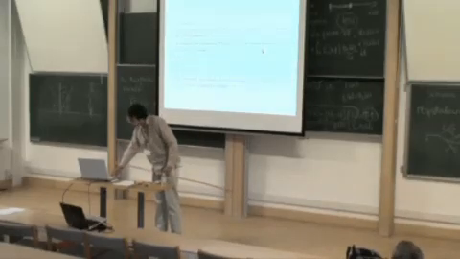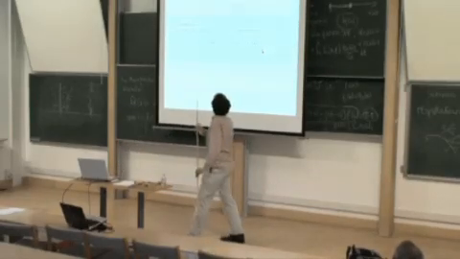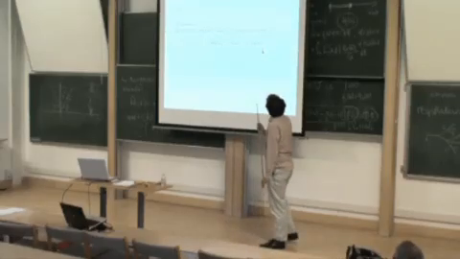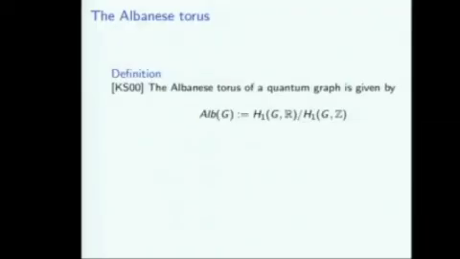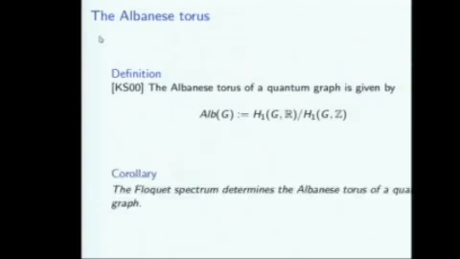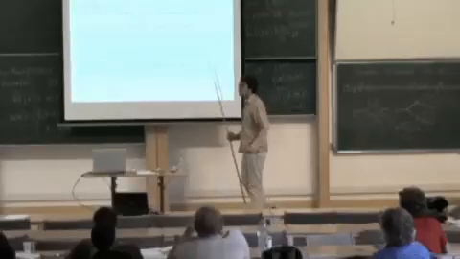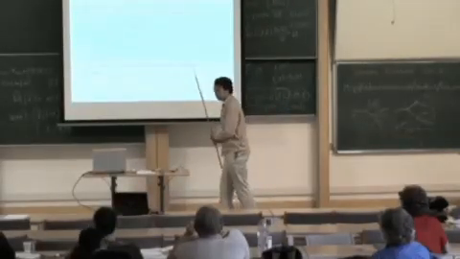And so a slightly different version to just reformulate the same result. One can define an Albanese torus of a quantum graph. This is again KS, but two different people. This is Kotani Sunada, who are, I think, also both here. And I can use my information about the homology to just get the Albanese torus of a quantum graph.